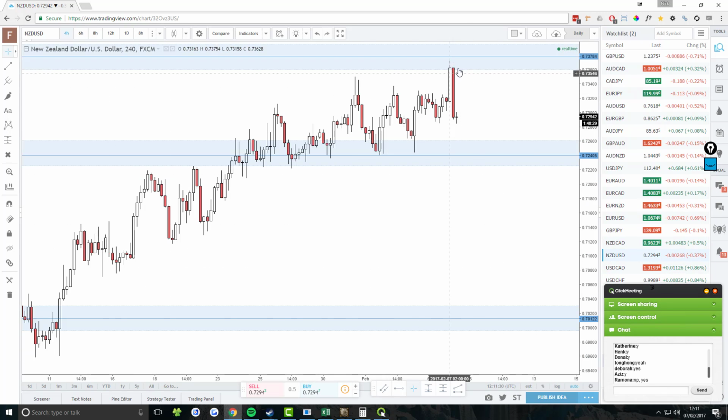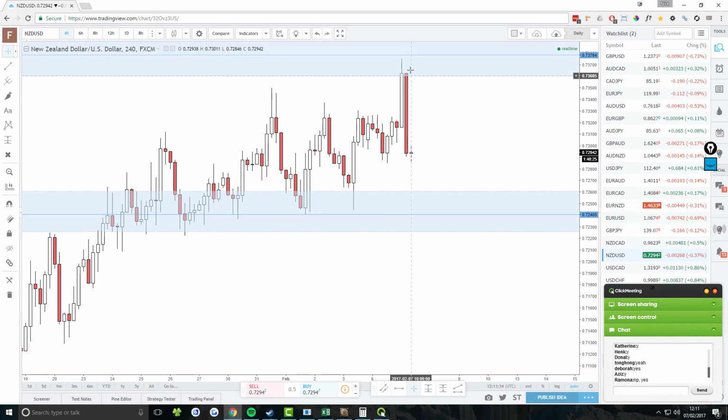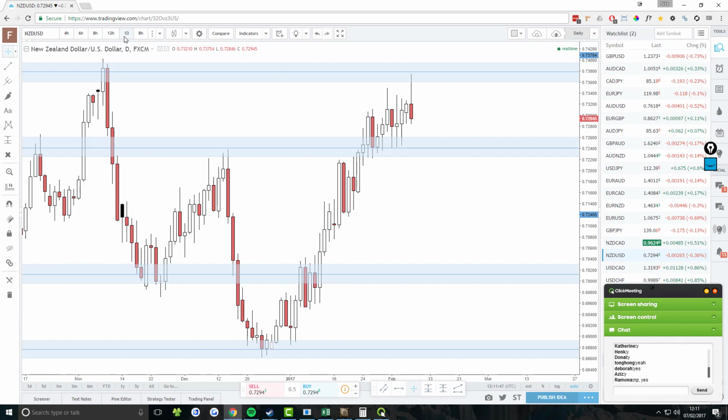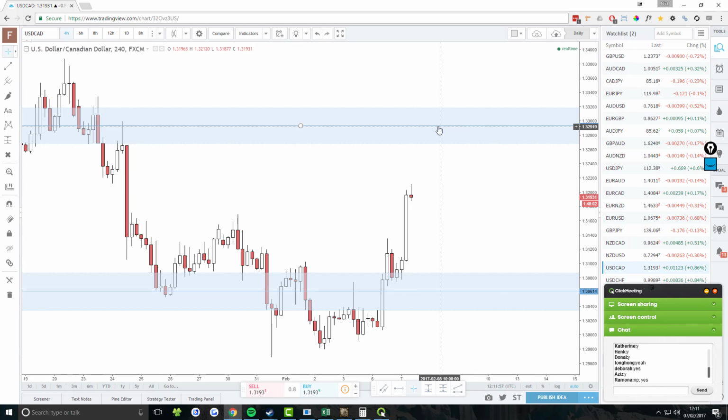NZDUSD, it has reversed from resistance. This is what I was looking for last week. If you remember last Tuesday's analysis, I was hoping that price would come up to here. It looked like it was headed up to there, but it just never actually happened until today. But I couldn't have traded a reversal there anyway. It reversed too fast, so it doesn't really matter.